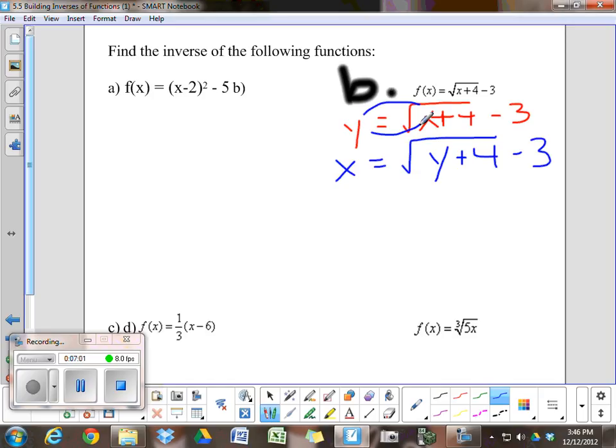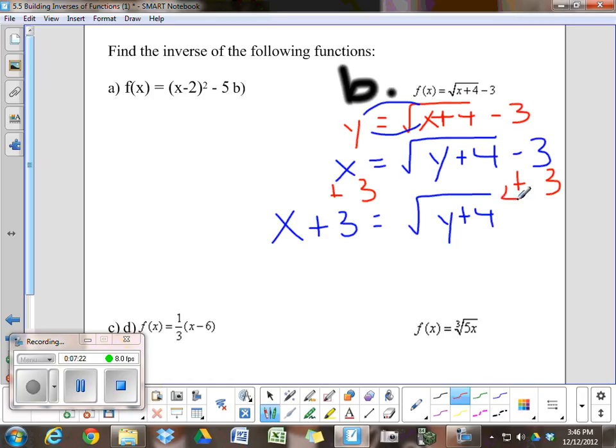Next, isolate the y by working backwards. The minus 3 is going to be removed by adding 3 to both sides. So we get x plus 3 equals the square root of y plus 4. Then we're going to undo the square root by squaring both sides. The left side is going to be the entire quantity squared, so you have to put the x plus 3 in parentheses and square it. That equals y plus 4.